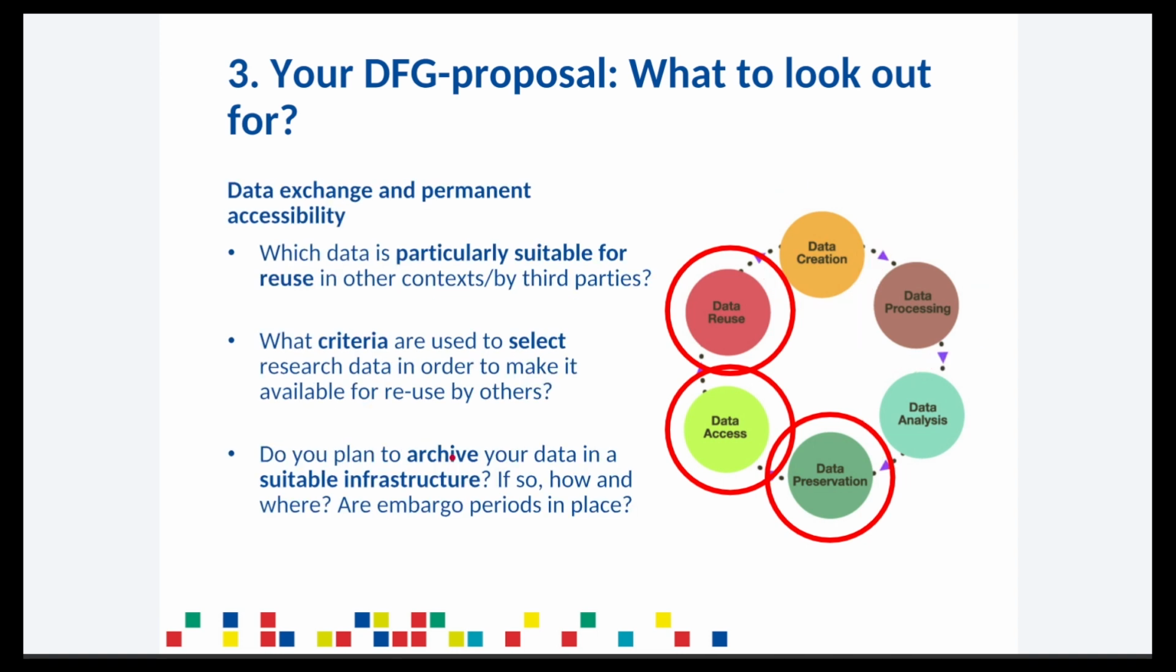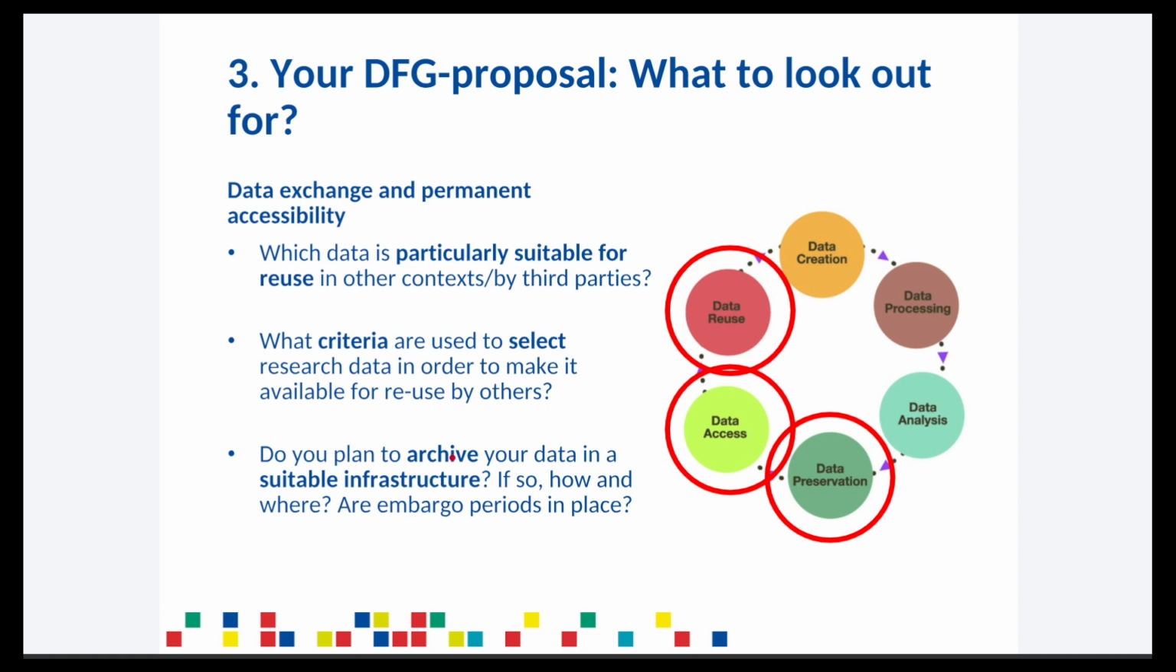And of course, at the end of the research data lifecycle, we look at accessibility and reuse of data. And there you should drop a few words on which data is particularly suitable for reuse in other contexts or by third parties. Once again, you're not supposed to just publish all and everything. What the DFG or the reviewers want to see is that you took a bit of time thinking about criteria, for example, how to select data which is apt for reuse.